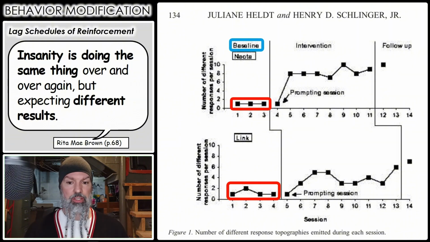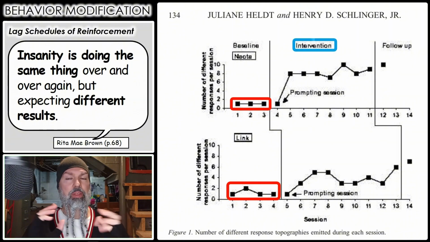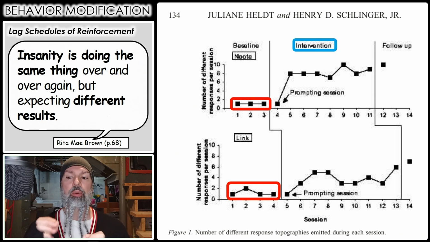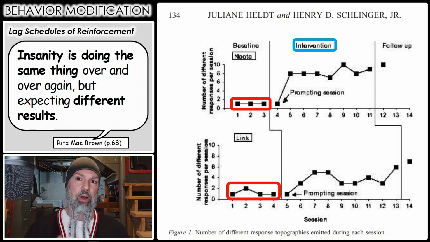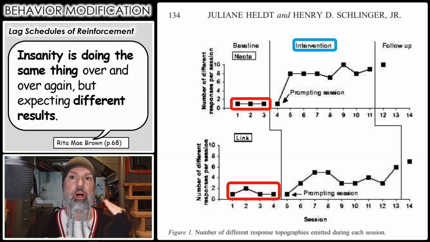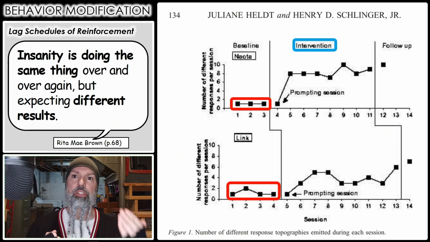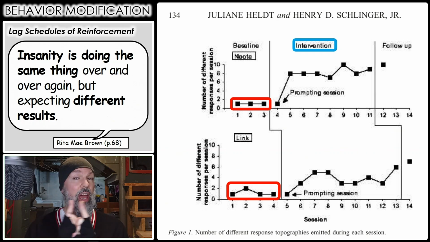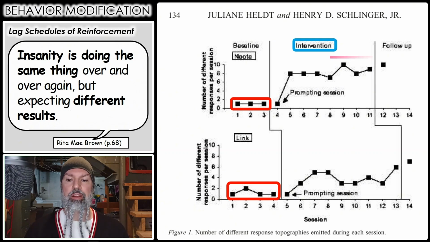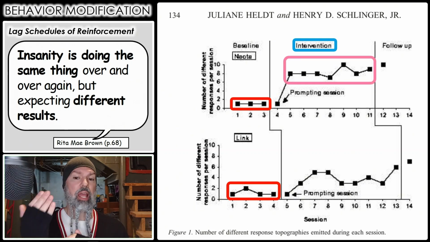However, during the intervention period, when the lag 3 schedule was in place, they would only get reinforced for a response that was different from the previous 3 responses. So in order to get reinforced, they couldn't just say ball, ball, ball, ball. They would have to say ball, dog, house, and then on that 4th one, if it differed from those previous 3, like, oh, I see a tree, then they would get reinforced. And what happened was that their tacting variability, their naming variability, increased.